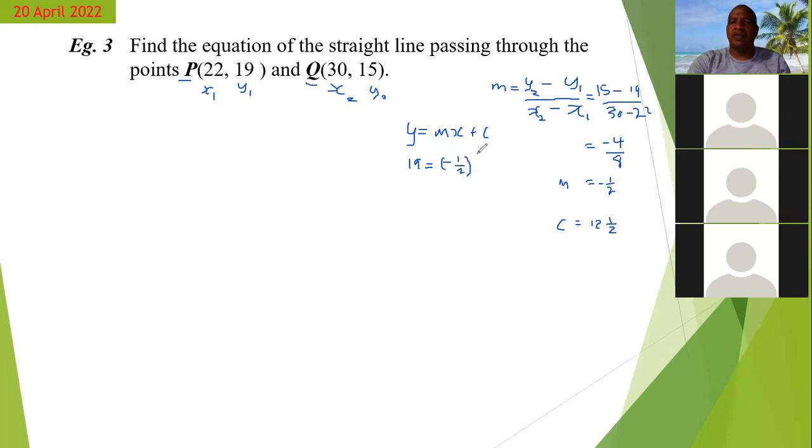And x we would have to choose x to be 22, and then plus C. All right, you have made that substitution, right? Yes, sir. So half of 22 would be what? So that would be 11. So that would be negative 11.